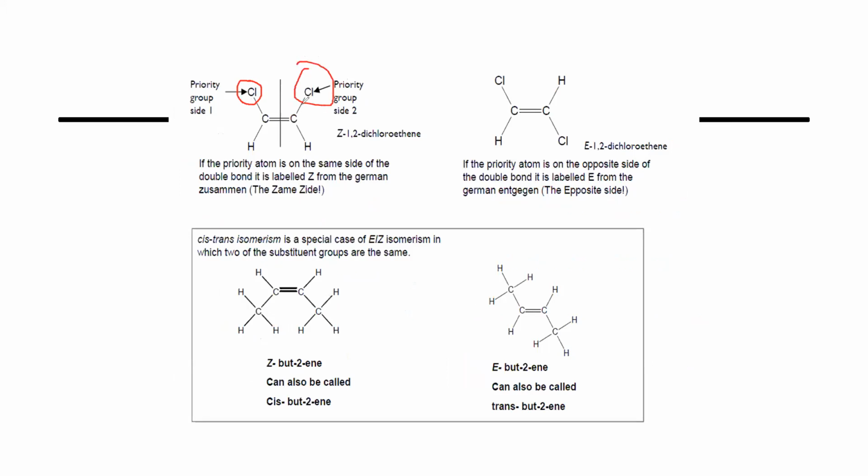So you can see the heavy groups are on the same side, so it is Z. But heavy groups on the opposite side, so it is E. If identical groups are on the same side, then we can also say Z or cis. If identical groups are on opposite sides, we can say trans or E. But the condition is it should be identical groups when we are comparing.